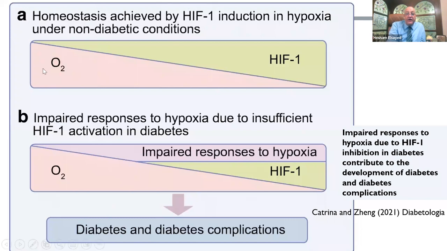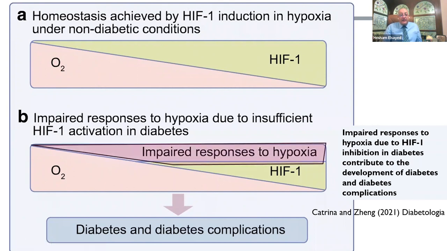If you look at this very nice diagram, I think it concludes that impaired response to hypoxia in diabetes contributes to the development of diabetes and diabetic complications. Look for that impaired response to hypoxia. Let us remind ourselves that one of the mechanisms of ischemic lesions in the renal tubules and fibrosis in the kidney is hypoxia. And why can anemia progress CKD?